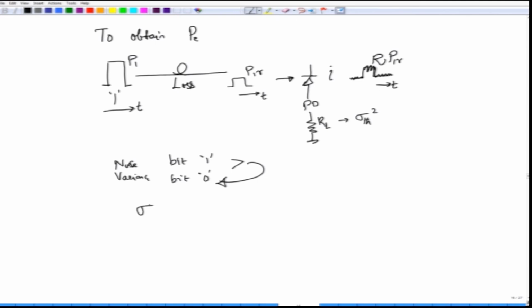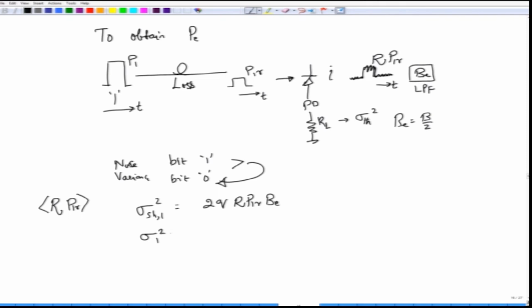The answer is, when you have transmitted bit 1, you have received a certain power P1R, and the current that you have generated is R into P1R. The average current generated during this portion of the pulse determines the shot noise, and this is given by 2q R P1R BE, where BE is the bandwidth that we have used. We are assuming that after this you are going to use a low pass filter whose bandwidth is BE, which we normally take to be B by 2, where B is the bit rate, equal to the bandwidth of the electrical filter, B by 2.